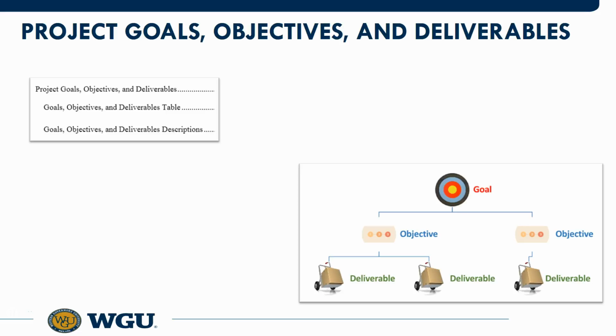Note that this section has two parts. The first is the goals, objectives, and deliverables table. Just complete the table given in the template. The second part is where you will provide descriptions for each of these and clarify their relationships.